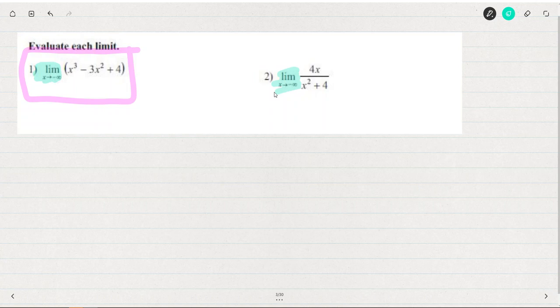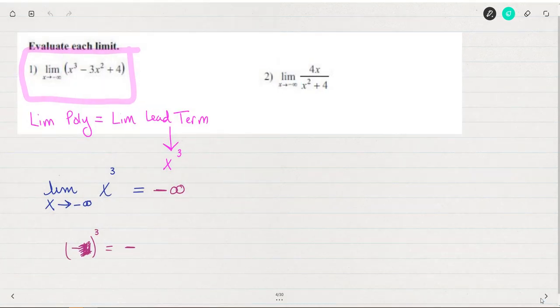Specifically, it's negative infinity. So what we want to apply is either building those 1 over x to the something, or looking at this as a polynomial, which is the case for this one. And we're just going to use that the limit of this polynomial is going to be equivalent to the limit of x cubed.